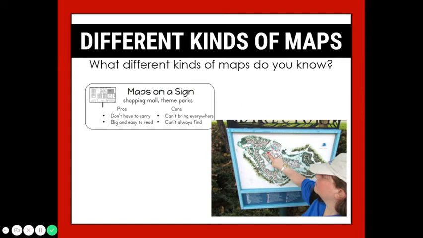Some of the not so good things about it is you can't bring it everywhere. That sign is stuck where it's at, so you kind of have to remember where you're going. Also, sometimes those maps are hard to find. I don't know if you've ever been anywhere like the zoo or Six Flags, but sometimes you don't know where to go, but you also can't find a map to figure out where to go. So that could be one of the not so good things about it.